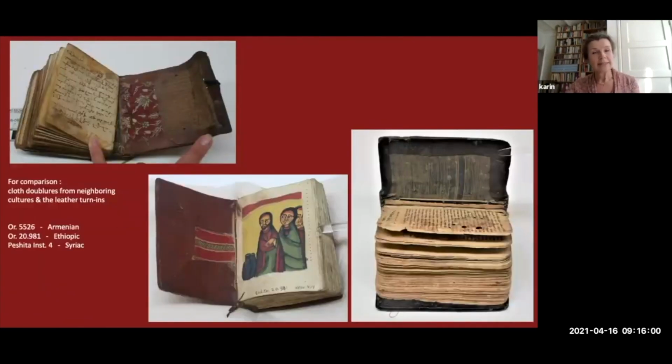It is useful to compare the Islamic textile doublures with other book cultures in the region. In the Ethiopic tradition, the leather turn-ins in general are much wider, and the ones in Syriac and Armenian manuscripts are somewhat in between. But perhaps more noteworthy is that these are all manuscripts with decorative patterns in the fabrics, whereas, as far as I know, the ones from the Islamic world are monochrome colored and mostly blue or green.